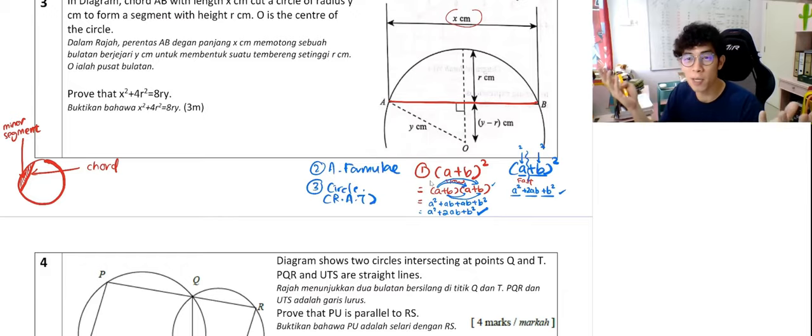Do you know how to spell Pythagoras? I don't care, because I don't know how to spell either. They don't test you on the spelling. You roughly spell, I don't care. As long as you know the idea, you just put PTR, or simply put Pythagoras, also can. The thing is, you know the idea.